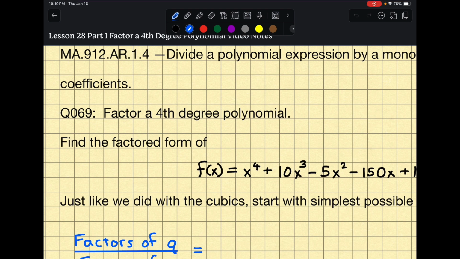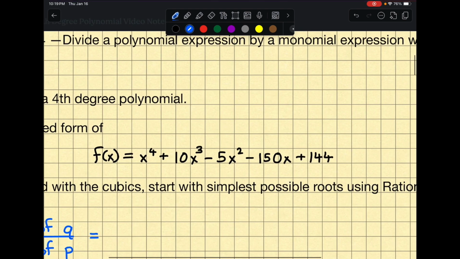So this is question type Q69, instructions to factor a fourth degree polynomial. Here's our fourth degree polynomial. It's a fourth degree polynomial, we know that because the highest power of x is 4.